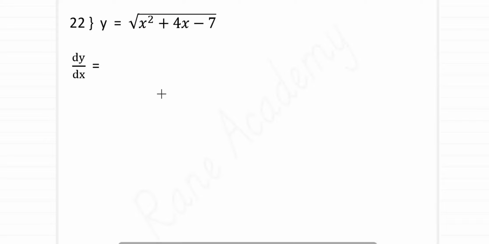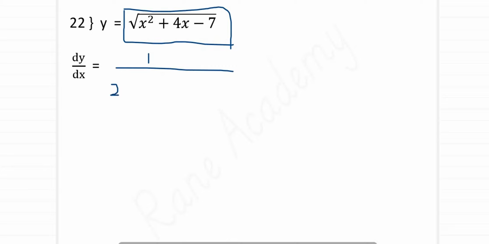Question number 22, y equal to under root of x square plus 4x minus 7. So this is comparable with root x, whose derivative is 1 upon 2 under root of x. So instead of x we have x square plus 4x minus 7.